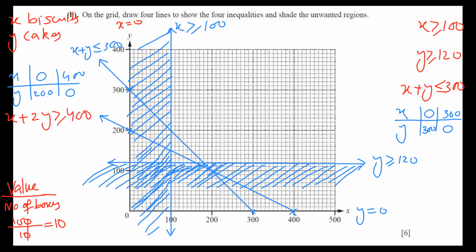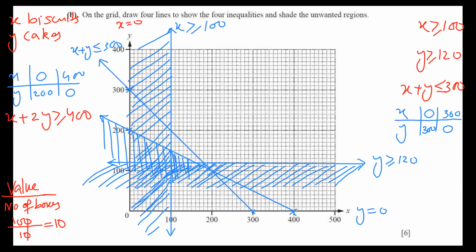Here luckily it is a plus sign, so let's concentrate. y is bigger. You'll ask, where is y bigger on this line? Is y bigger above the line or below the line? Common sense: if I go up, 200, 1, 3, 4, it's going bigger. So above the line is wanted. But he said don't shade wanted, shade unwanted. So I'm shading below the line.